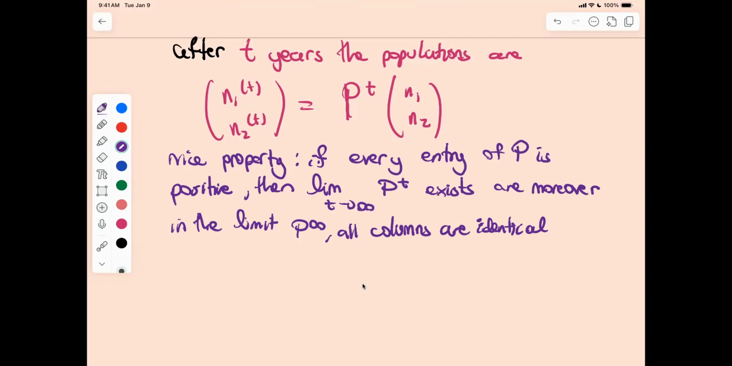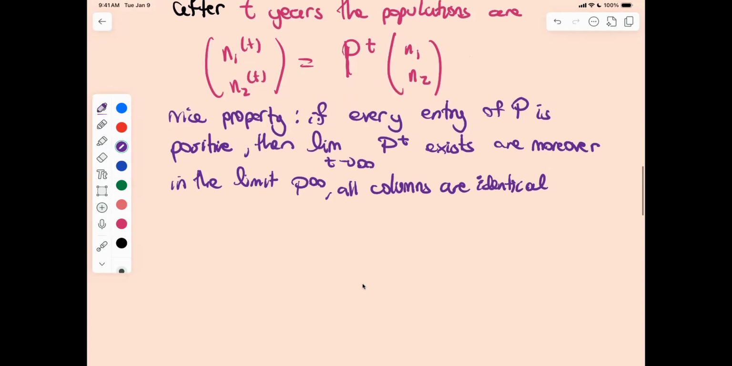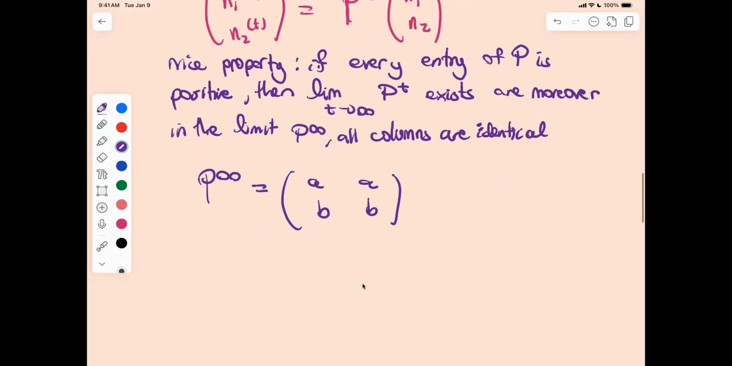So for example, why I'm bringing this up is because this is nice for the following reason. In this case that we're working with, P infinity is just a 2 by 2 matrix, so it would have two columns, but the columns are identical. So let's just call it AB, AB, right? So the populations at infinity are the long-term behavior.